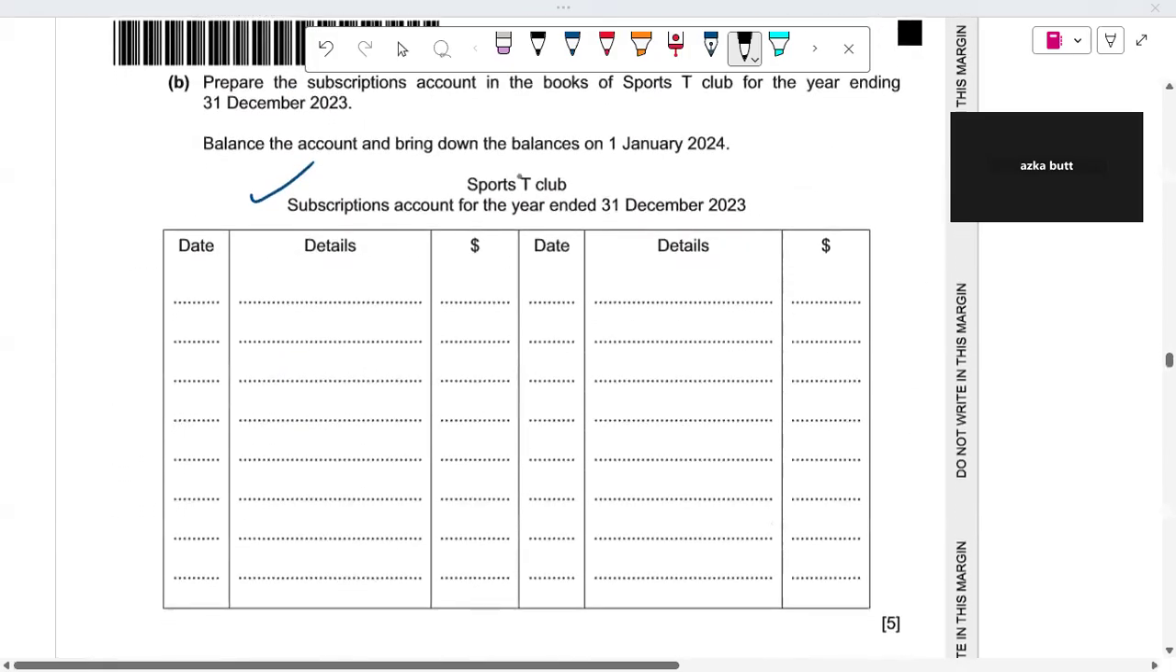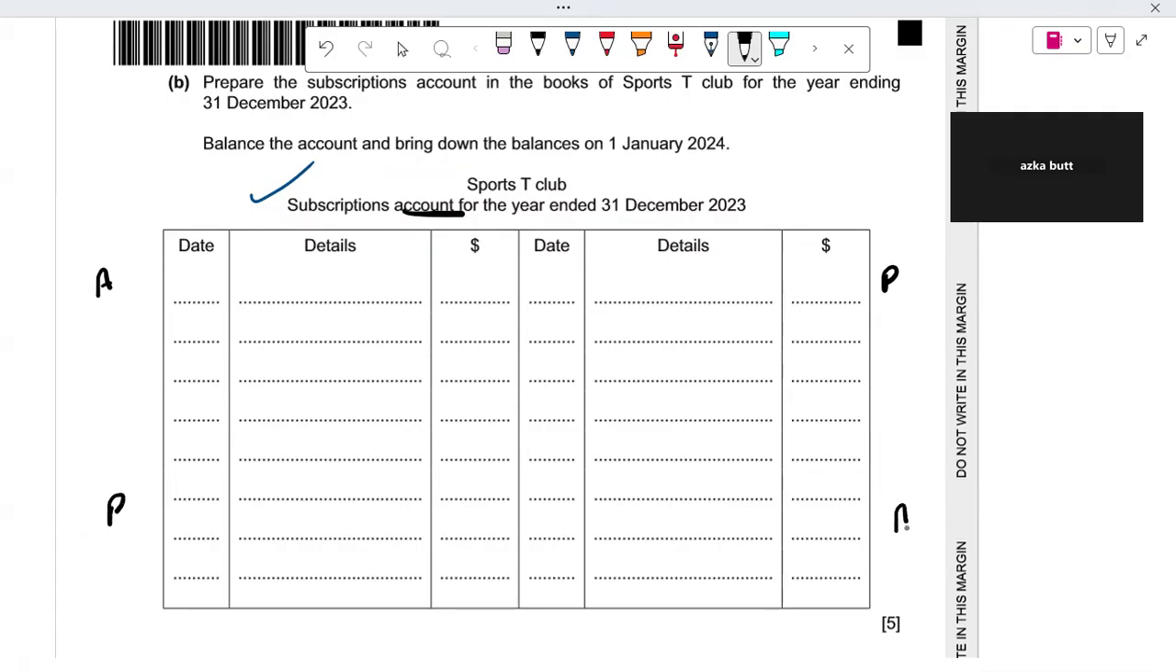Okay, now we are going to make the subscription account for the year. So we know the subscription account is the income account. And for an income account, you use a mnemonic A, P, P, A. If the income is accrued at the start of the year, we will write it here. If the income is prepaid at the start of the year, we write it here. And if the closing balance is prepaid, we will write it here. And if the closing balance is accrued, we will write it here. So this is very simple.